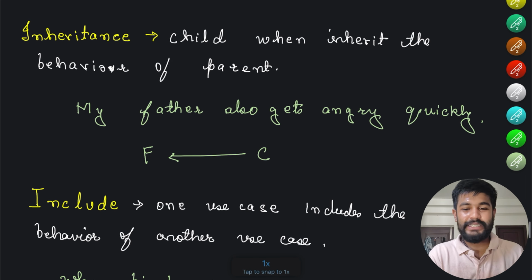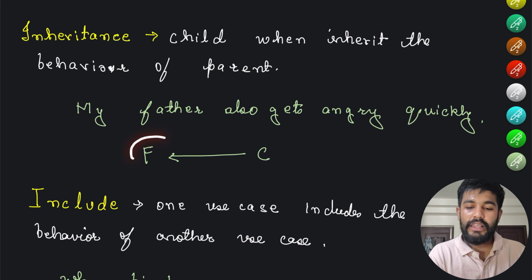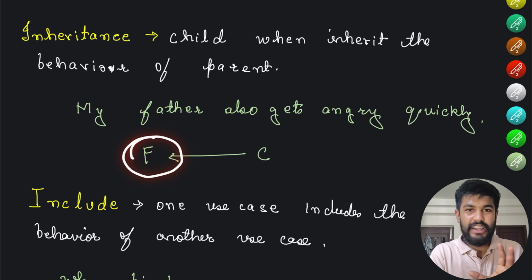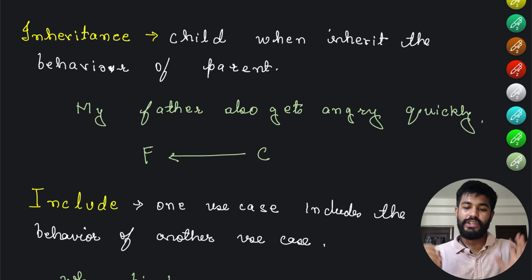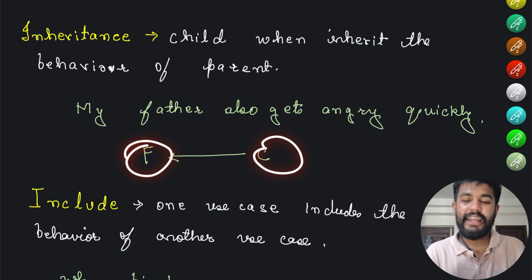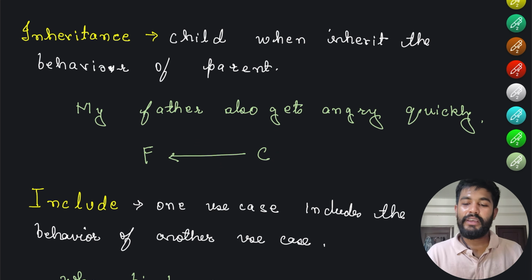Okay, how is it represented? We have a parent-child relationship in inheritance. From where it is inheriting, the base, the parent, we have an arrow towards it, and the same line that was in association. This was the father, this was the child, and we have an arrow towards the father. Next.